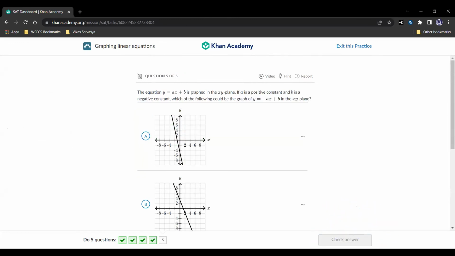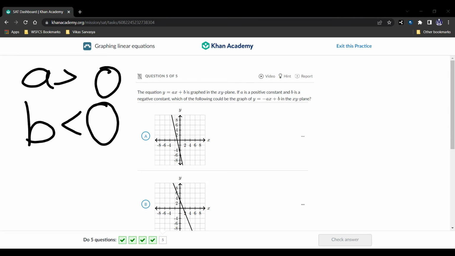Question number 5. The equation y equals ax plus b is graphed in the xy plane. If a is a positive constant and b is a negative constant, which of the following could be the graph of y equals negative ax plus b in the xy plane? Well, a is positive, b is negative, right? Now, we're asked about this equation, negative ax plus b.